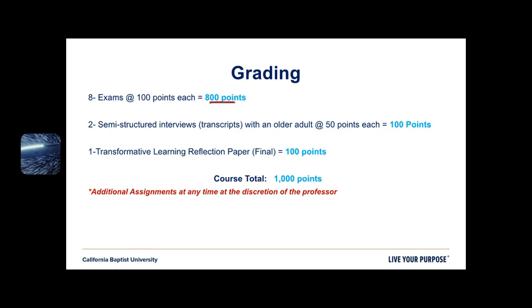Now, what we're going to do is you're going to have the opportunity to interview 2 individuals who are aging adults, okay? The category for that will be individuals who are 65 and older. We'll talk about that later. Each of those interviews are worth 50 points, totaling 100. So there's 900 right there.